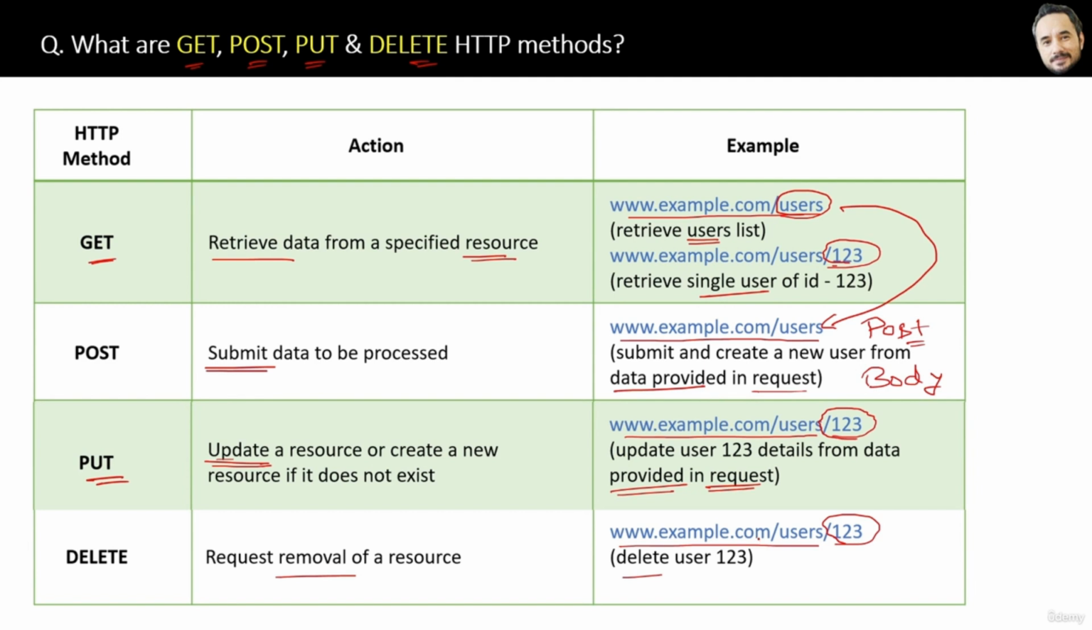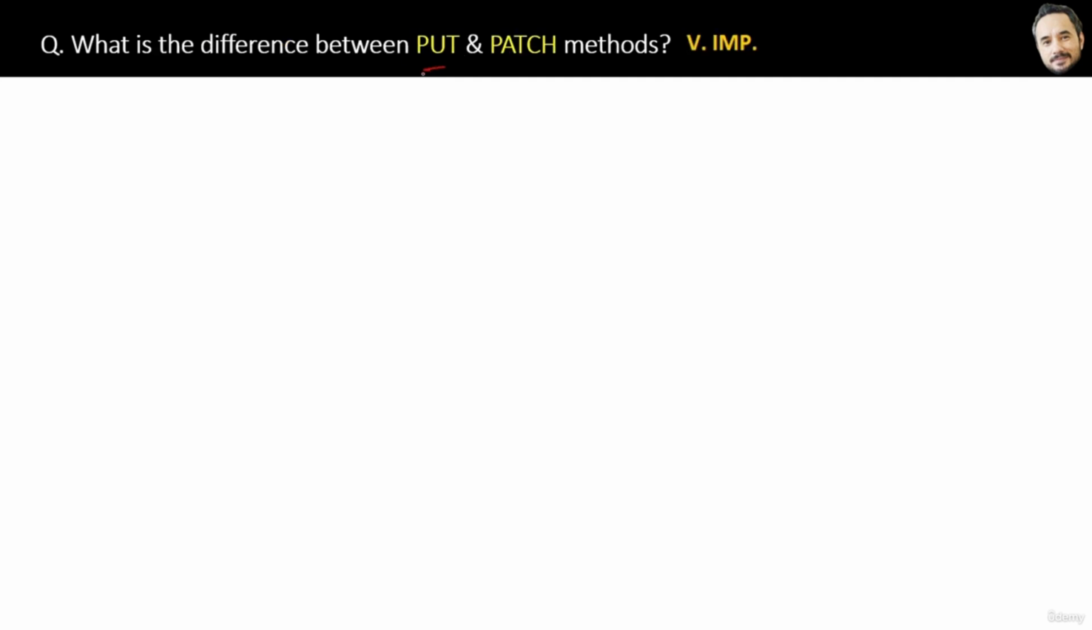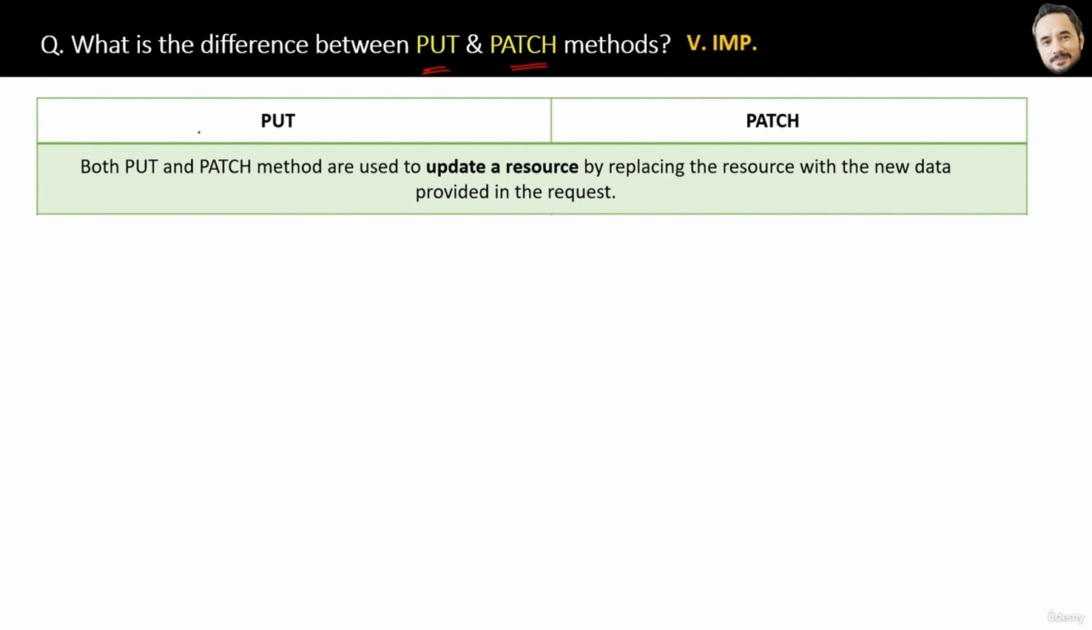What is the difference between the PUT and the PATCH methods? Now there is one more HTTP method, and that is the PATCH method. I am covering it separately because it is slightly confusing with the PUT method, which confusion I will clear now. First thing is, what is the similarity between PUT and PATCH? Both PUT and PATCH methods are used to update a resource by replacing the resource with the new data provided in the request. I hope it's clear to you already.